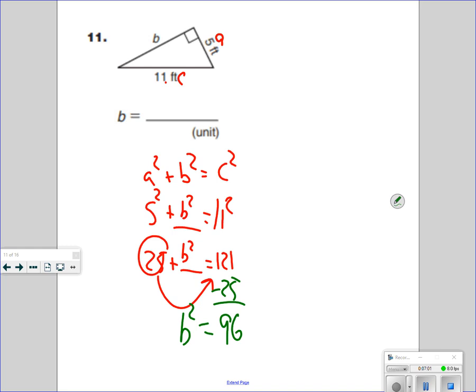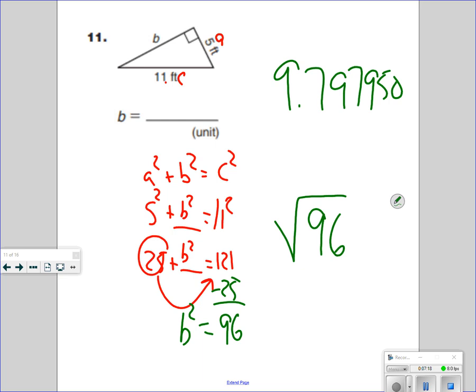So how do I find out what B is? I have to take 96 and square root it on my calculator. So what is the square root of 96? That equals 9.797958. It keeps on going on. All I have to do is look to the hundredths spot, look at the thousandths. This 7 is larger, so I'm going to have to change this 9 to a 10, which makes it a 0, which brings a 1 over to the 7, which makes it an 8, 9. So my answer is 9.8 feet.